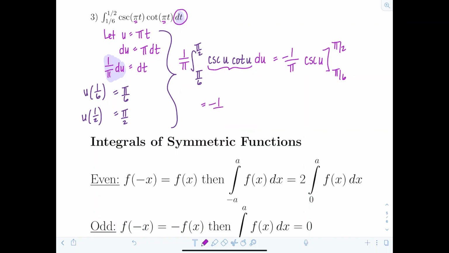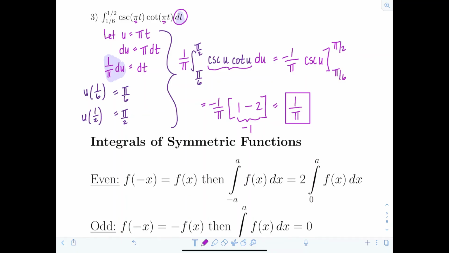So I have negative 1 over pi times, now cosecant of pi over 2 is the reciprocal of sine of pi over 2, which is going to be 1, minus cosecant of pi over 6, which is the reciprocal of sine of pi over 6, so the reciprocal of 1/2 is 2. So 1 minus 2 is negative 1, times negative 1 over pi gives us a positive 1 over pi.